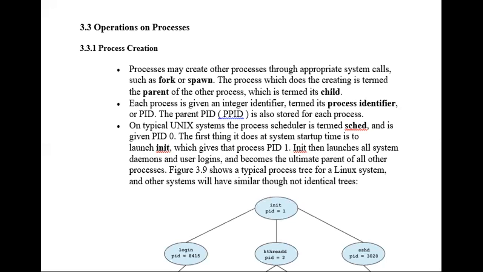Initially the parent process will be created. Depending upon its requirement, it can create any number of child processes. So the newly created processes are called children, and the process which creates them is called the parent. Another important point is that each process will be assigned a unique number called the process ID, for both parent and child.